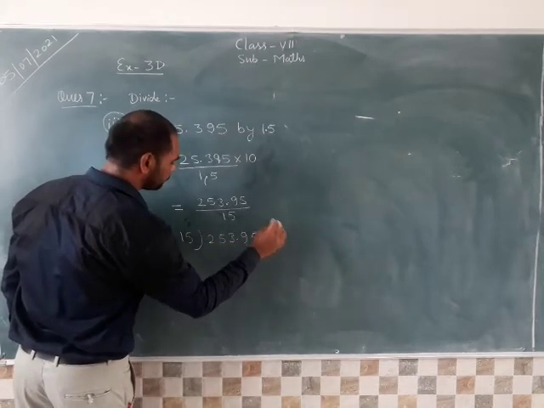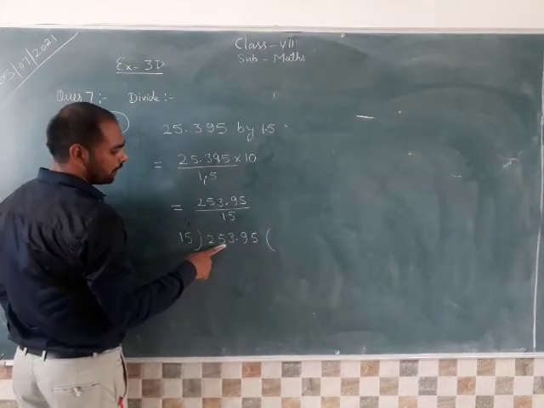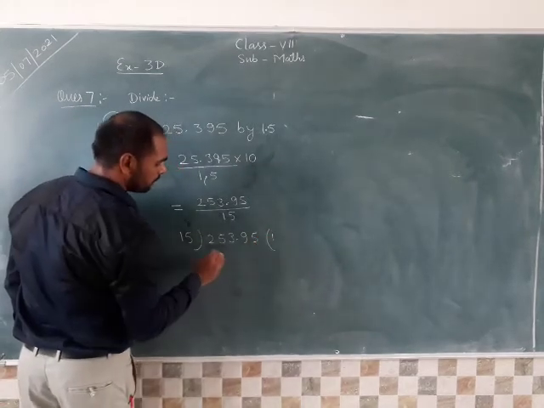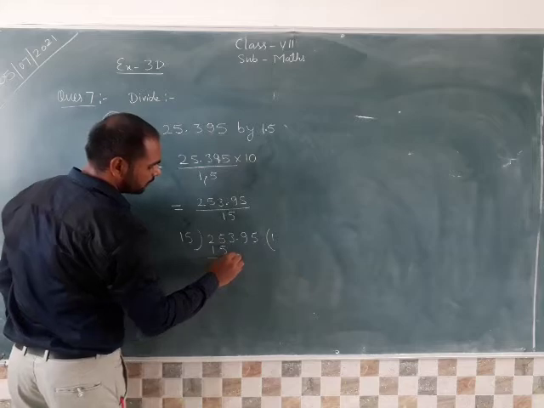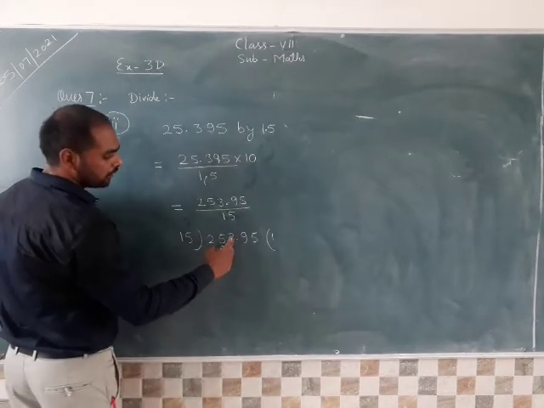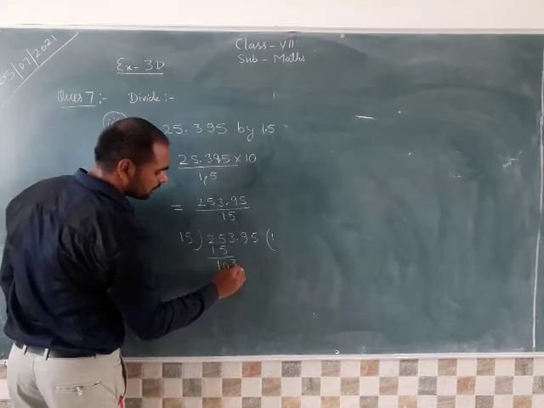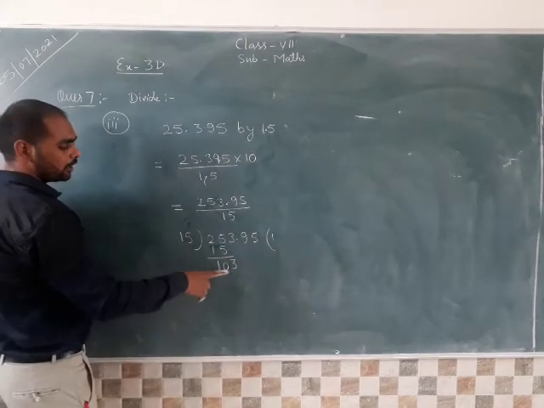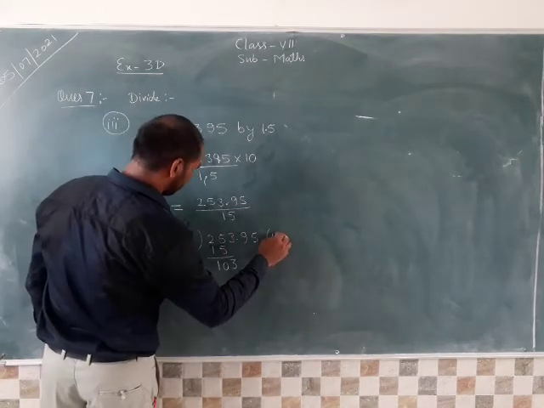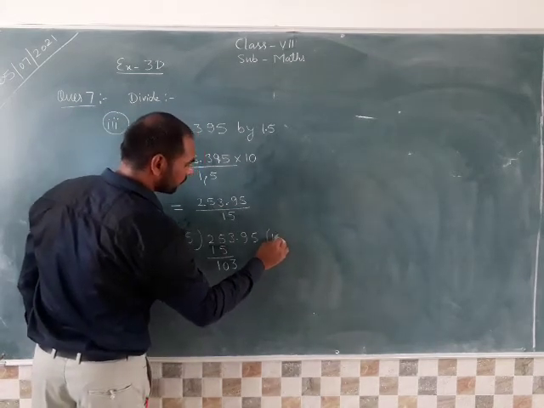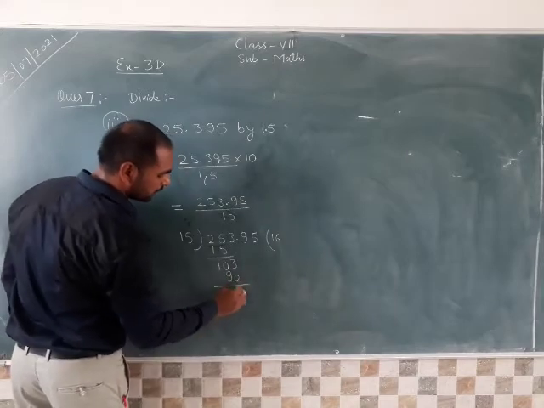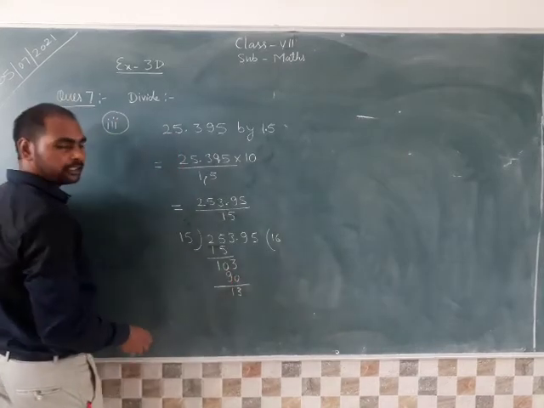253.95. We know that 25 is divisible by 15. 15 1 is 15, so 15 is 50. When we subtract, we get 10 as the remainder. Take the next digit, which is 3, as carry. It becomes 103. So 15 6 is 90. When we subtract, we get 13, that means 130.